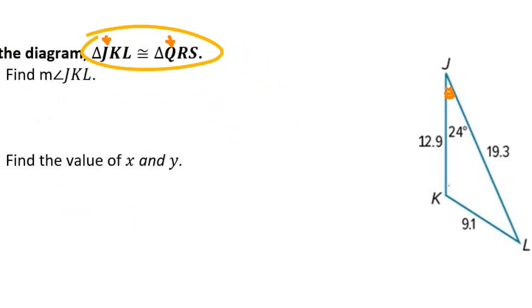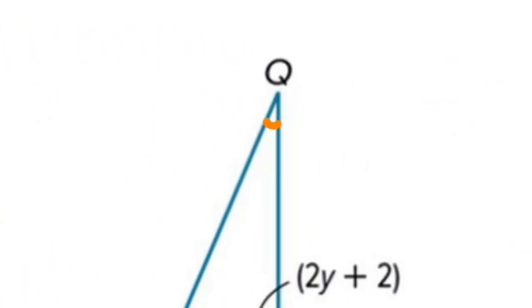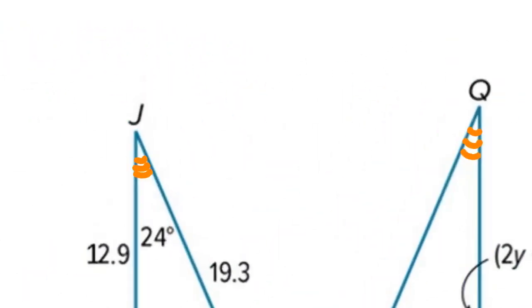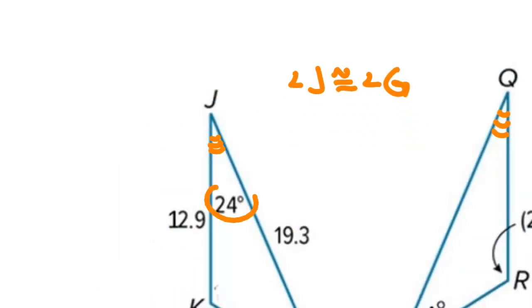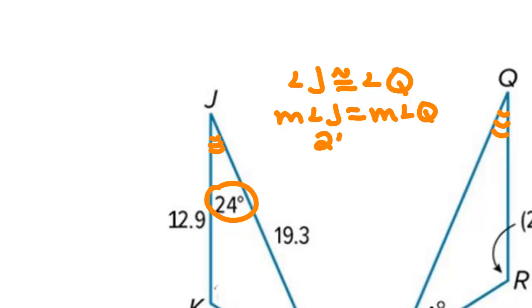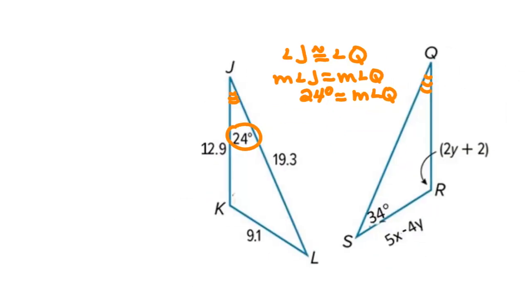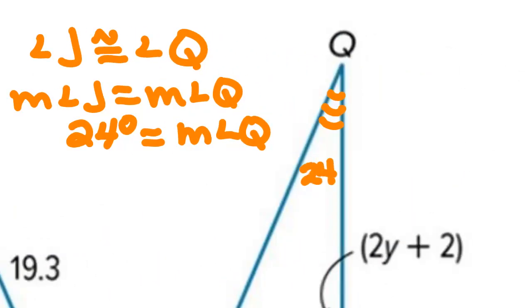Angle Q, right over here. How big is angle J? 24 degrees right here. So since J and Q are congruent, that means angle Q is how big? 24 degrees. So I can add that to my other picture, 24 degrees for the measure of angle Q.